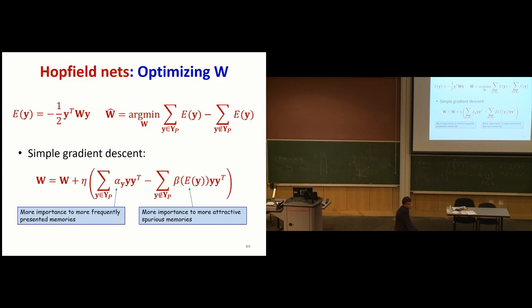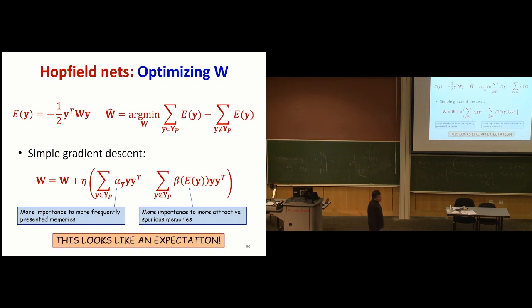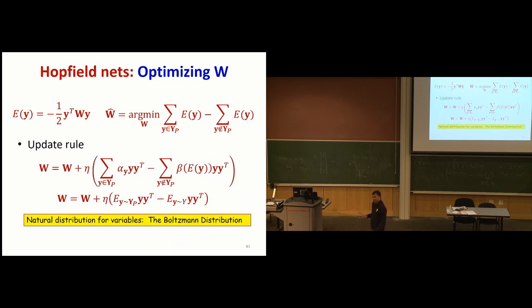We said the patterns that are in the valleys are more important than patterns that are far away. So we actually implicitly did this. Let me make this explicit. We're making a weighted combination of the energies of these various patterns. This looks like an expectation, right? These weights sum to one. So this is an expectation over some distribution of the target patterns. This is an expectation over some other distribution of the spurious memories.